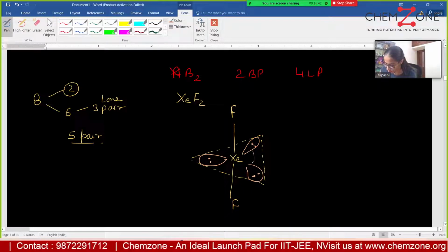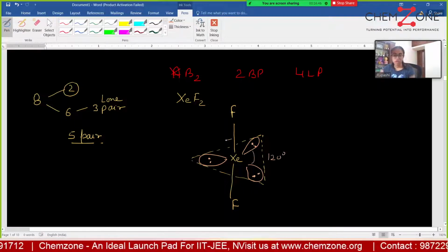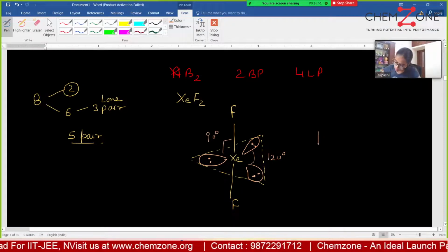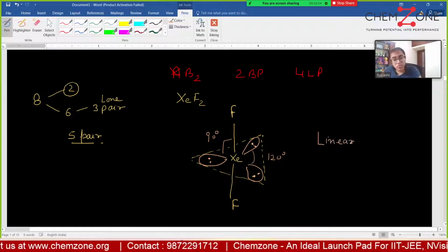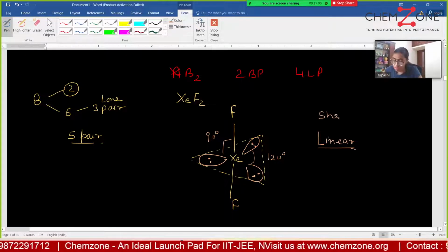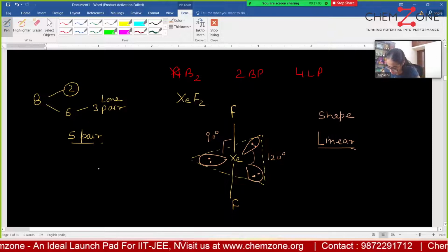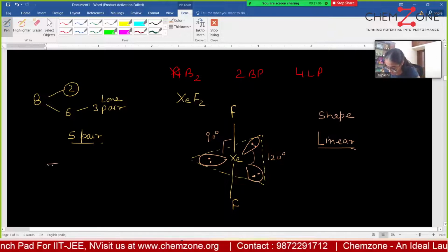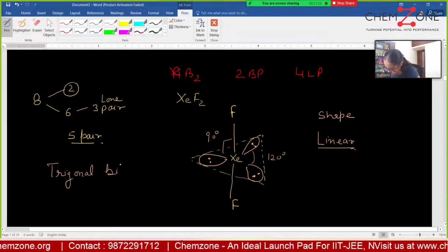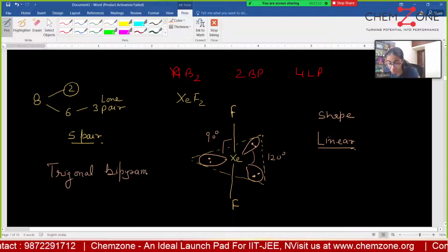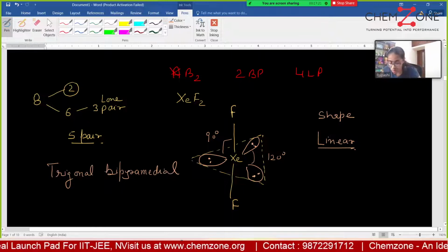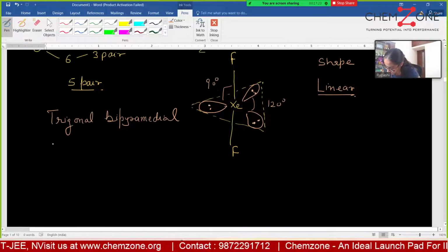This angle is 120 degrees and this angle is 90 degrees. And the shape is again linear because the atoms are aligned at 180 degrees. This shape is called a linear shape, but the geometry is called trigonal bipyramidal.